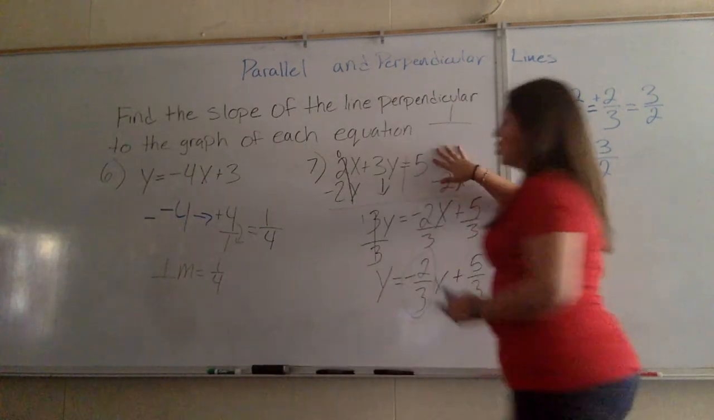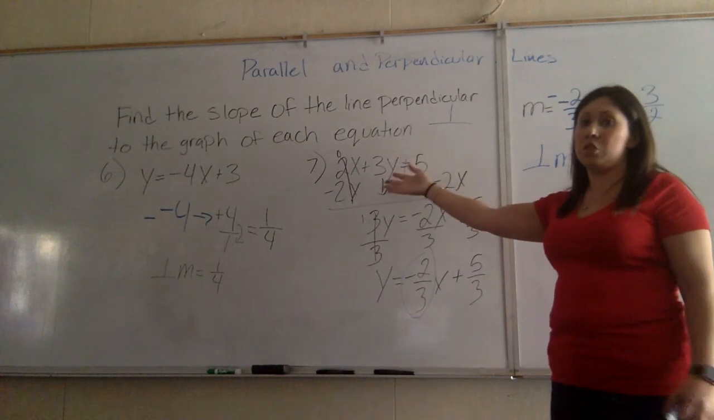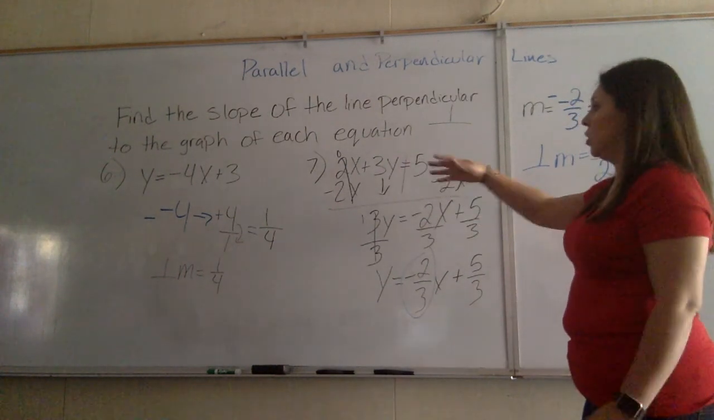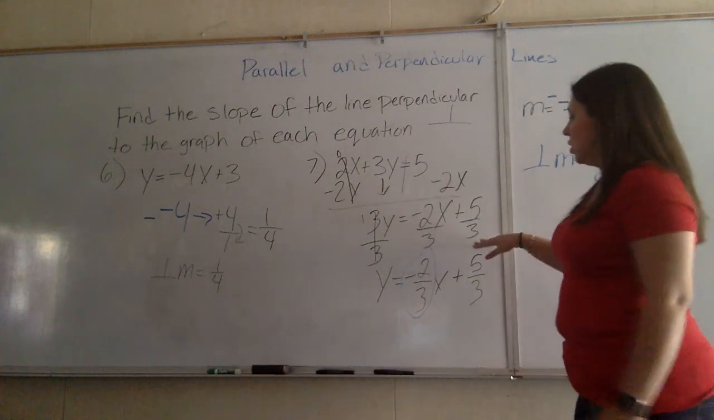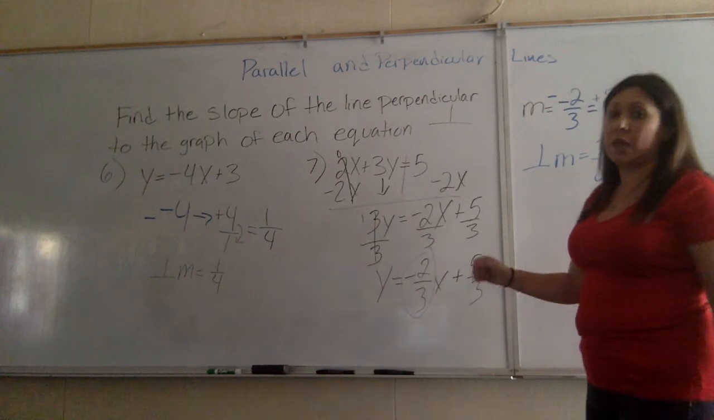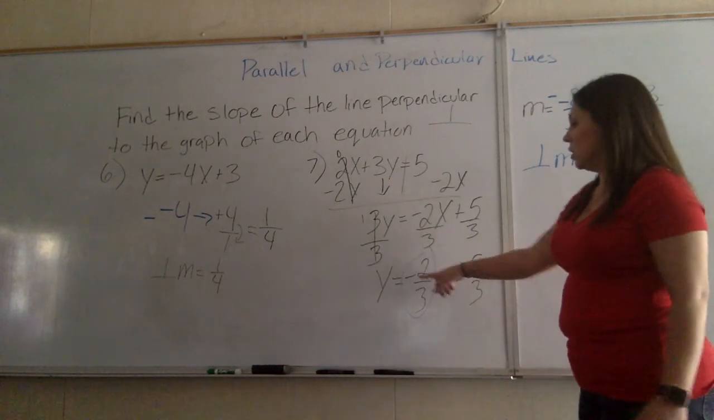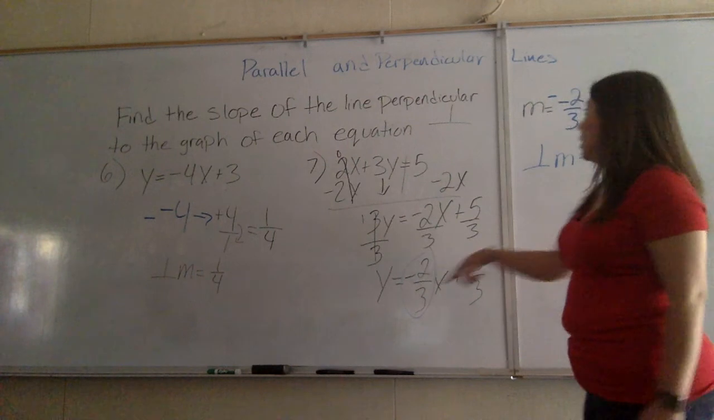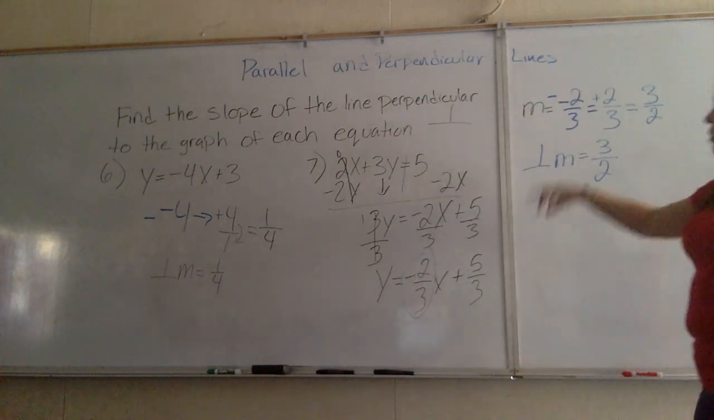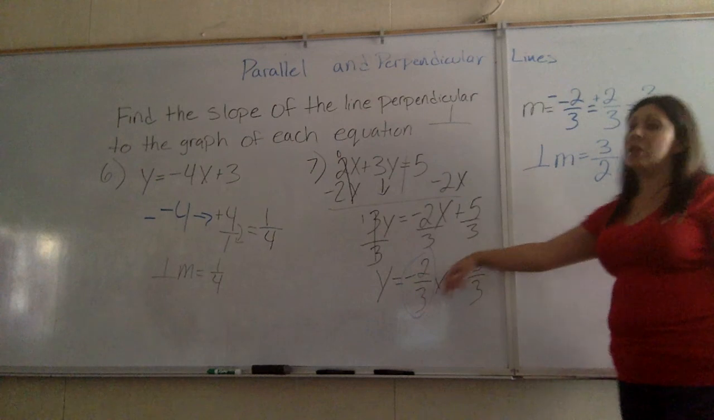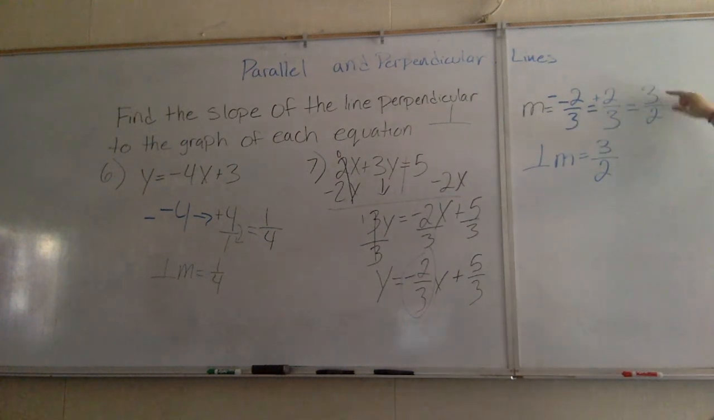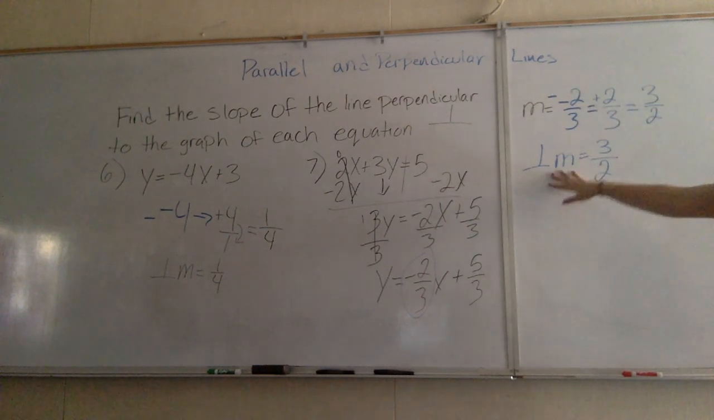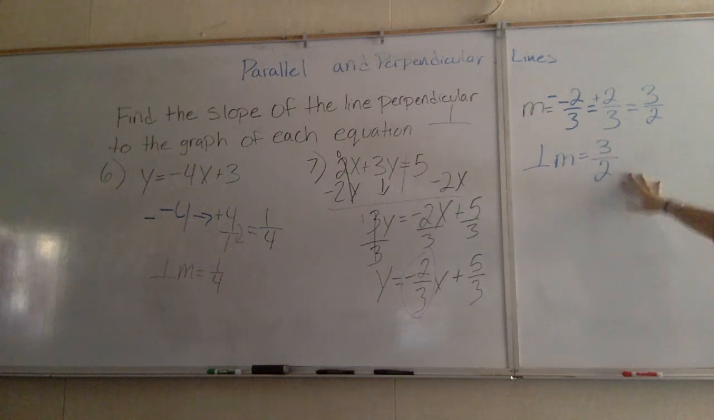If it's not in slope-intercept form, you'll have to change it from either standard form or point slope form into slope-intercept. So we solved it: subtract 2x from both sides, divide everything by 3, and simplify if you can. This one we couldn't. Then take my slope and figure it out. I have a negative here, so I'm going to make it into a positive. I'm going to take 2 over 3 and do the reciprocal, which means 3 goes on top, 2 goes on bottom, and my perpendicular slope would be 3 over 2.